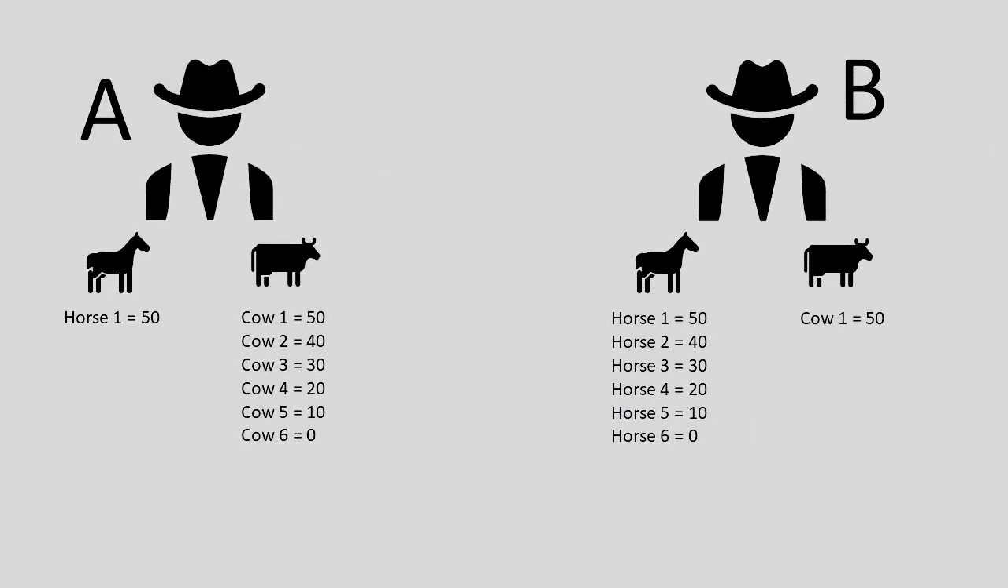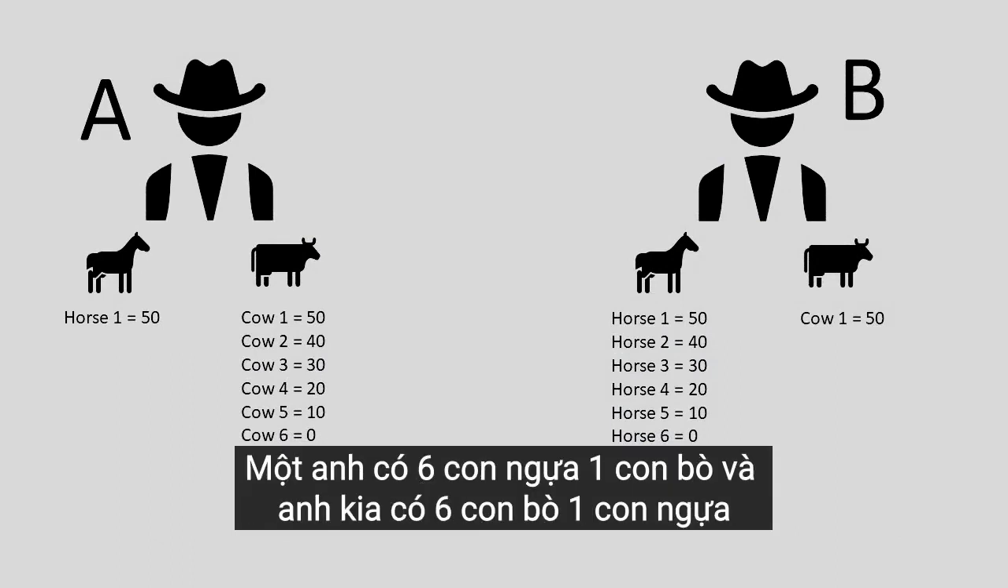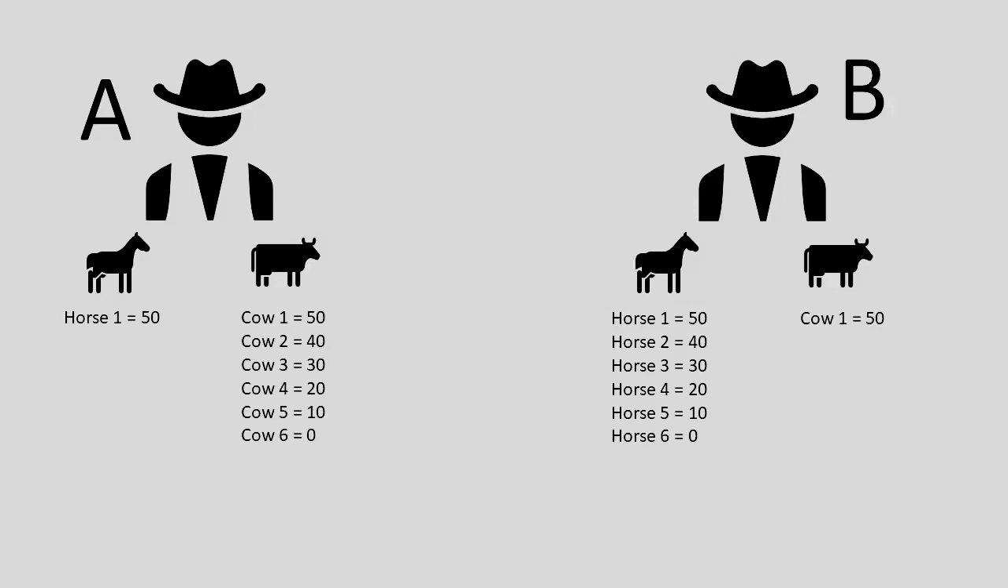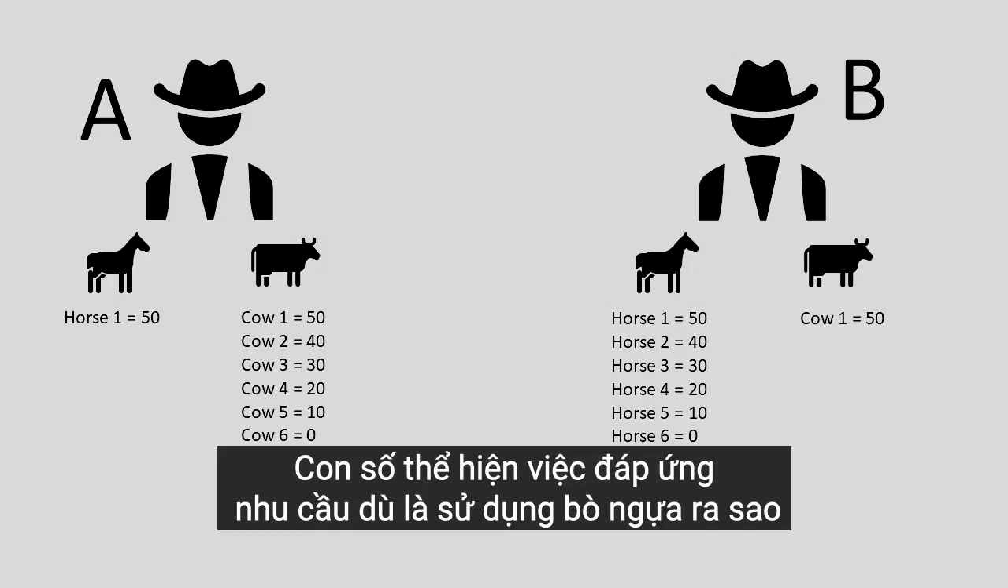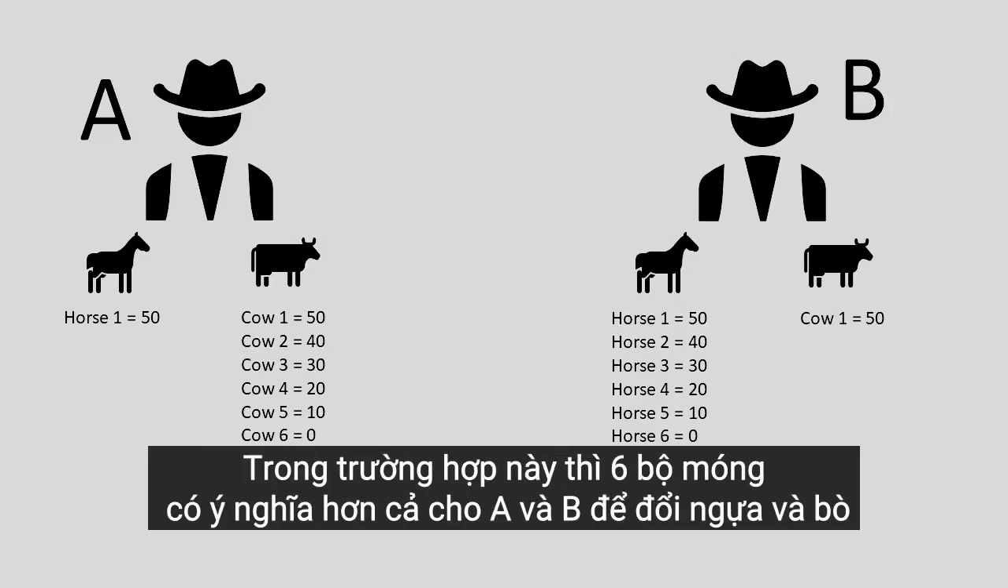of prices. He imagines two cowboys, A and B. One has 6 horses and 1 cow, and the other has 1 horse and 6 cows. The numbers represent the satisfaction of needs. That is, whatever they are using the horses and the cows for. We can see here that in A's case, the 6th cow is not employed in the satisfaction of any needs, and the same in the case of B's 6th horse.